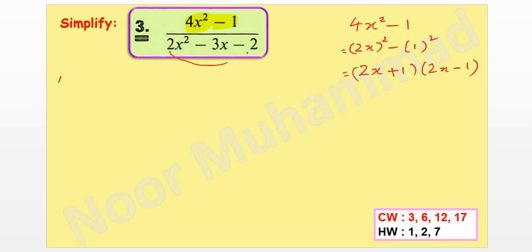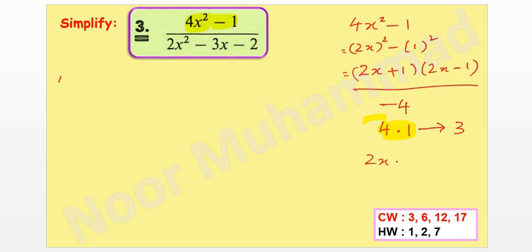So we will use the AC method to factorize the denominator. So 2 times -2 will give us -4. And how can we do it? 4 times 1 is 4. If I subtract it, I am getting 3. So this is the pair that I need to factorize. Now how will we factorize it? Let's see. We will write the factors 2x from here.